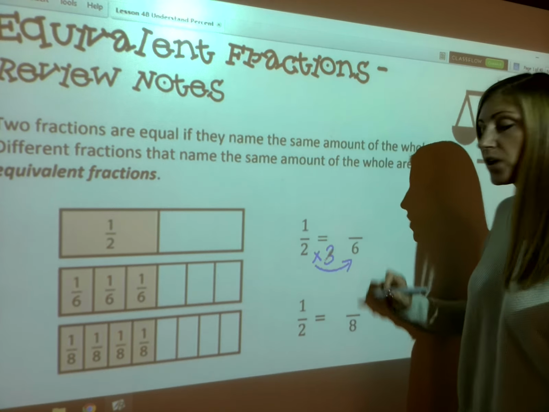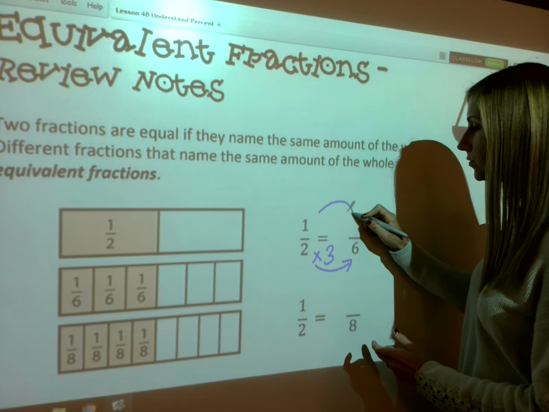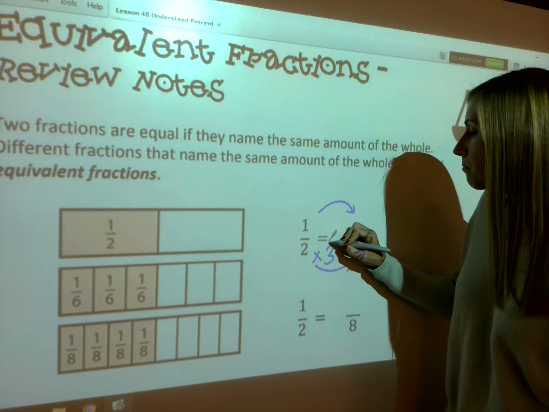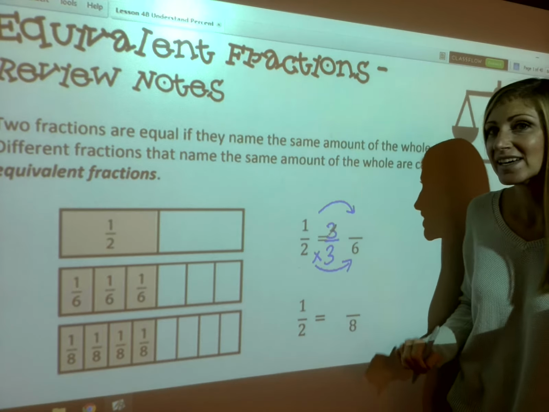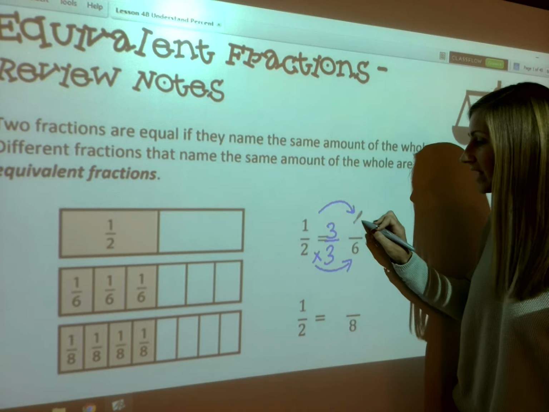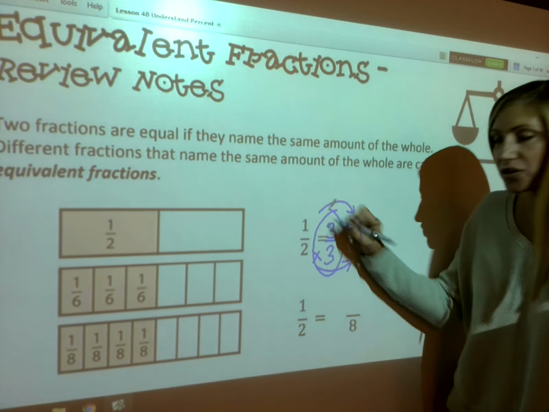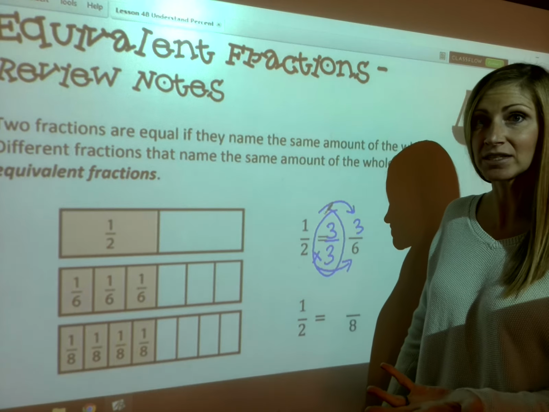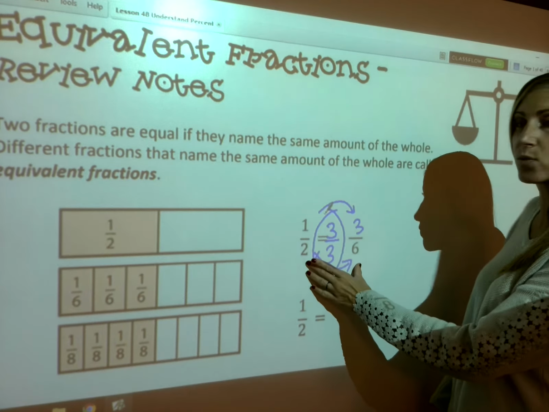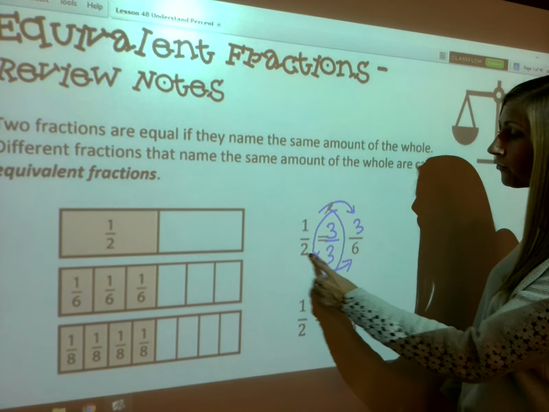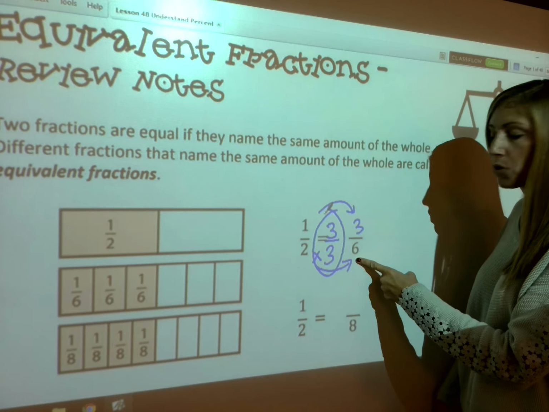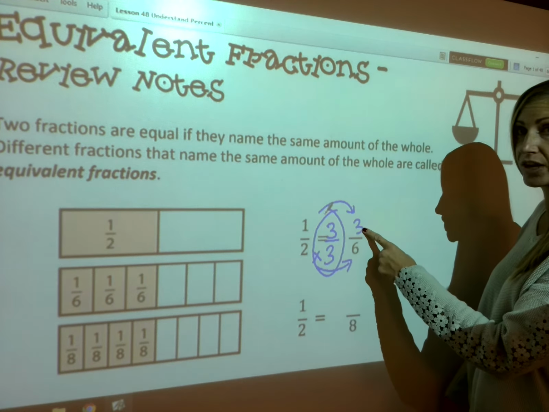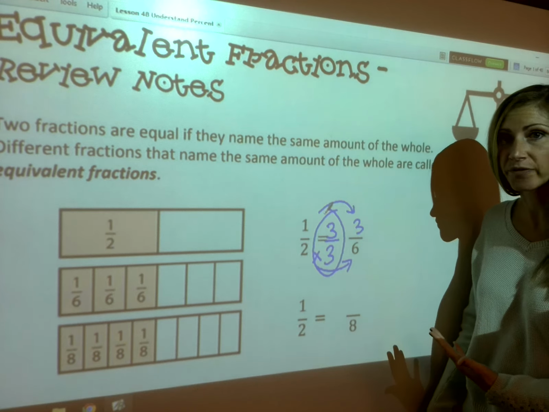3. So whatever we do to the denominator, we need to do to the numerator to keep it equivalent. Because technically, when we're multiplying this by 3, 1 times 3, getting that 3, this equals a whole. Anything times 1 is the same number. That's why we can say that they're equivalent. So if you figure out what you are multiplying by to get that denominator, you can also do the same to the numerator and get an equivalent fraction.